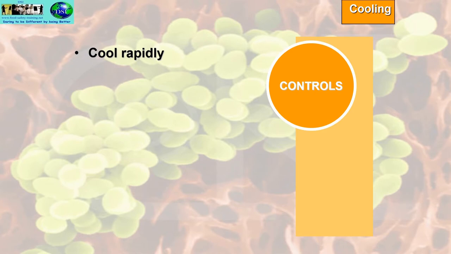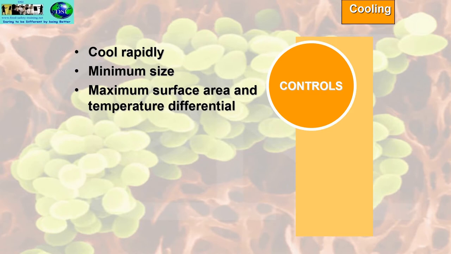Controls here, cool rapidly where possible. Minimize the size of the joint. Make sure the maximum surface area and temperature differential is high. In other words, don't put a large pot of foodstuff, whether it's a stew, casserole, gravy, etc., into a fridge. Tip it into shallow containers so there's the maximum surface area and it'll cool down more quickly.